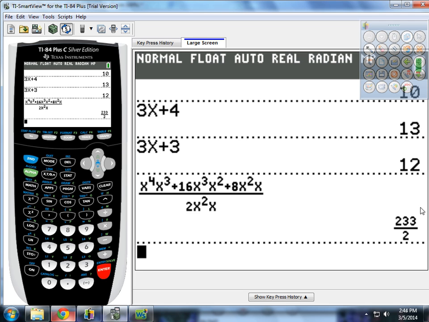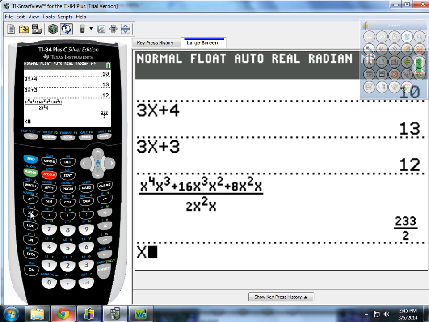You might have a decimal depending on the settings in your calculator, which if you reset your calculator like you were supposed to, you should be getting all of the same stuff that I'm getting. Okay, so 233 over 2. So now we're going to go through the answer choices, and I'm not doing all of them. I'm just going to do some of them. So let's do answer A.